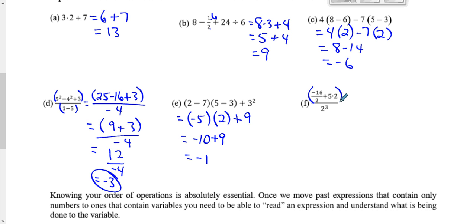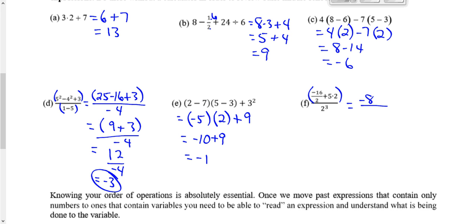Let's look at F. There's more than one thing up there. I want to emphasize grouping. Again, I don't need you to put them in there. I want you to see it. So what should we do first on the top? What operations are there? We have multiplication. We have division and adding. So the multiplication and division we're going to do left to right, don't we? Okay? So let's do that. Equals, what's negative 16 divided by 2?